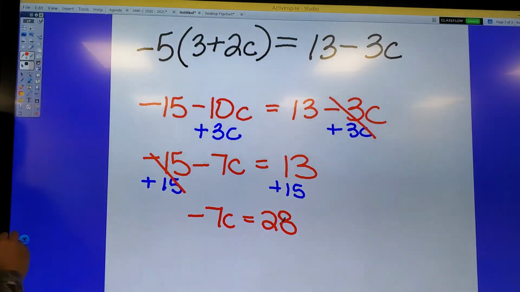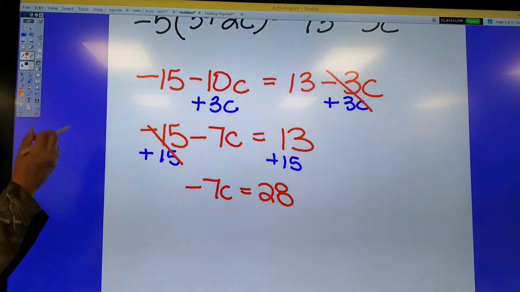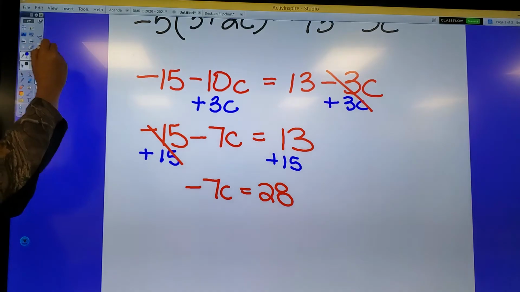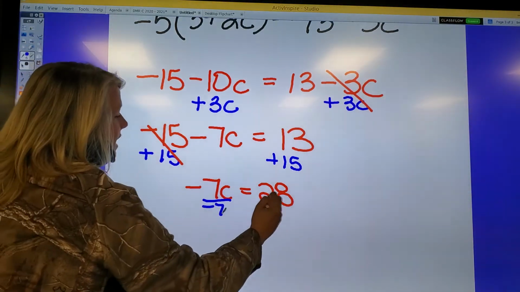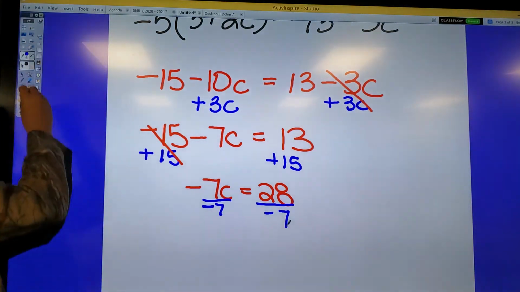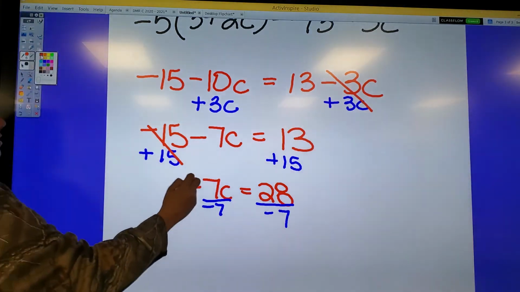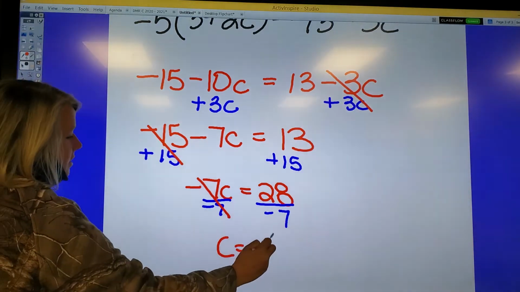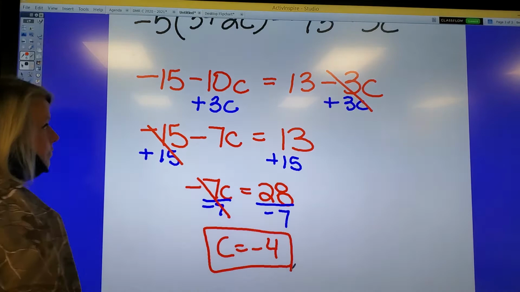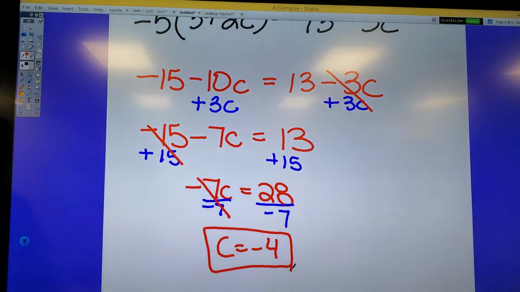Remember we talked about these answers are not gonna have decimals and stuff. So 7 and 28, that works well together. You know, we're on the right track. Divide by negative 7, not positive 7. So your answer is? -4. Negative 4, great. So far so good? Okay.